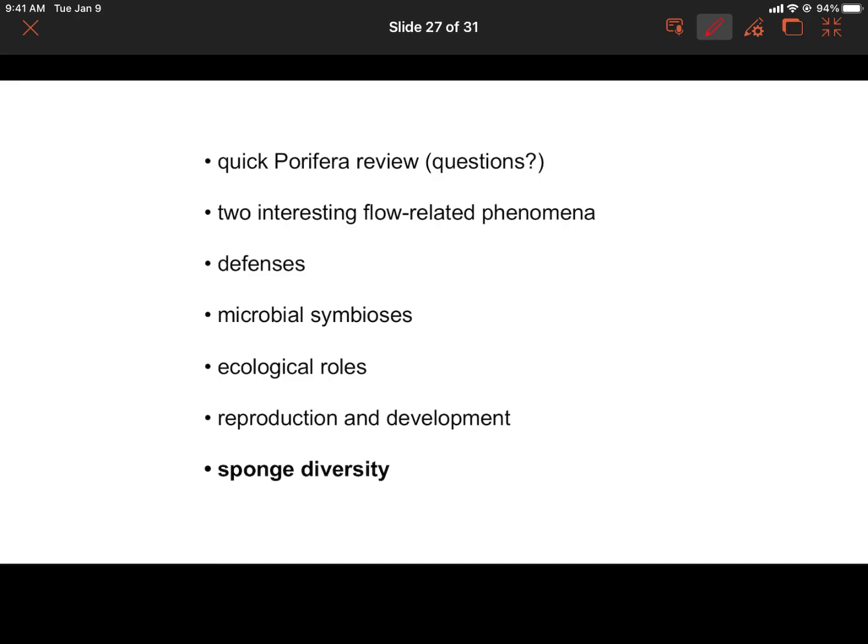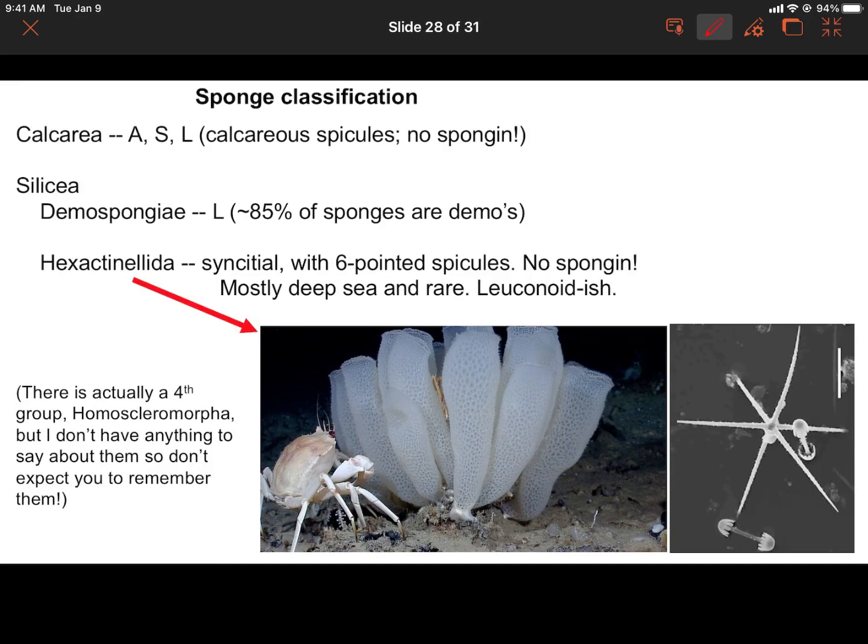Okay. Only thing I want to talk about now is sponge diversity, which is actually pretty simple. Two big groups within the phylum Porifera, and those are the Calcarea and the Silicea, and those names tell you quite a lot about them. So calcareous sponges have calcareous spicules, siliceous sponges have glass spicules. All siliceous sponges have glass spicules.